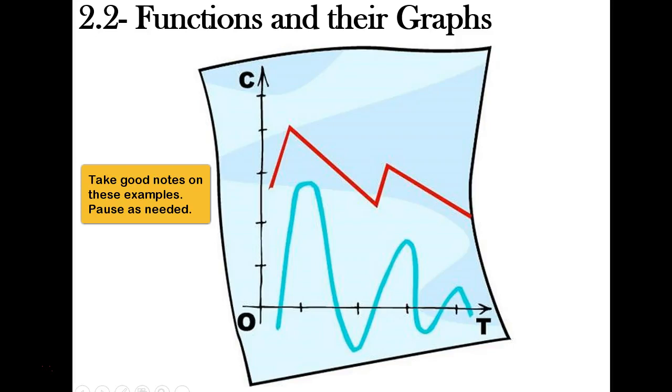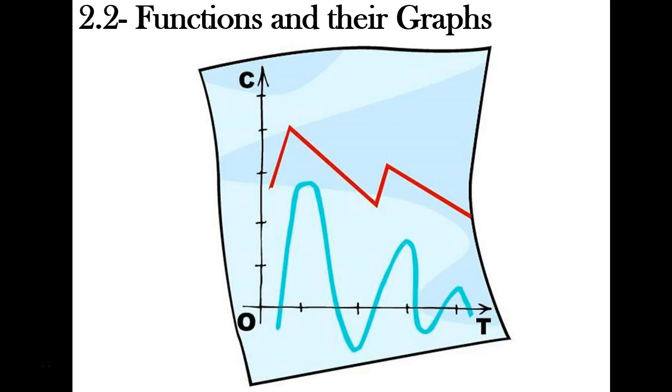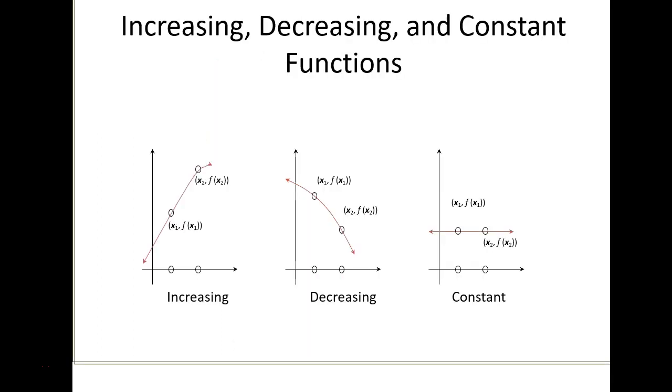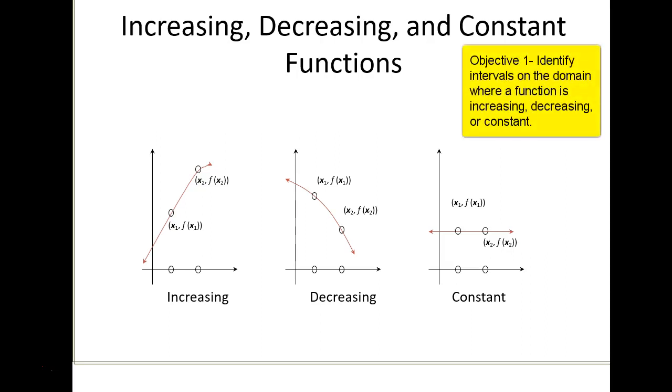Okay, so for lesson 2.2, we're going to continue talking about functions and properties of functions, particularly with regards to looking at the graph of a function. So the first concept I want you to be aware of is how to describe when a function is either increasing, decreasing, or constant over its domain. So first of all, what do we mean by these three terms?